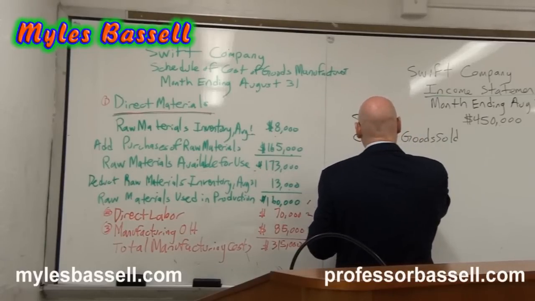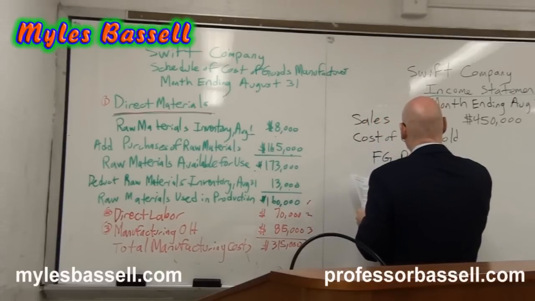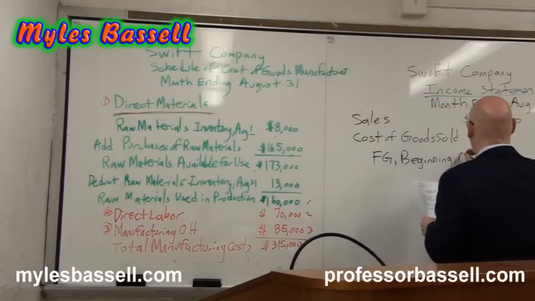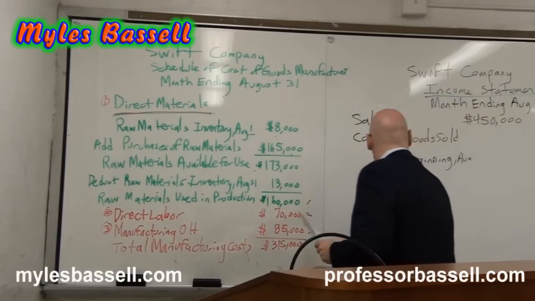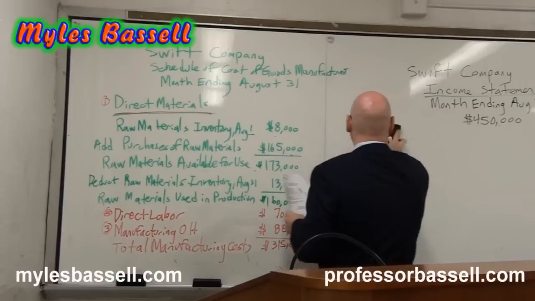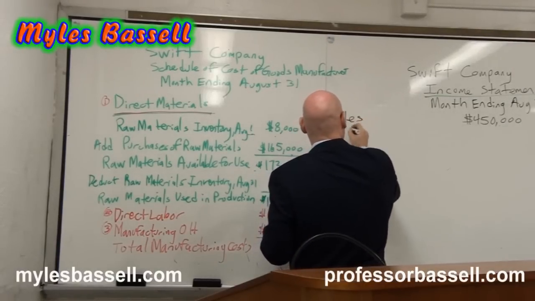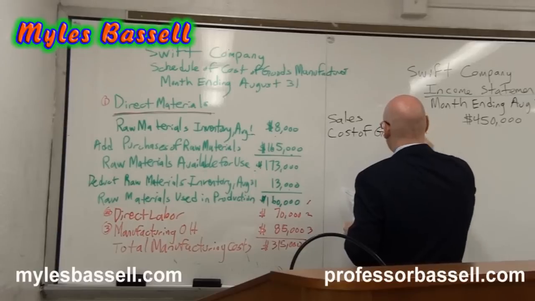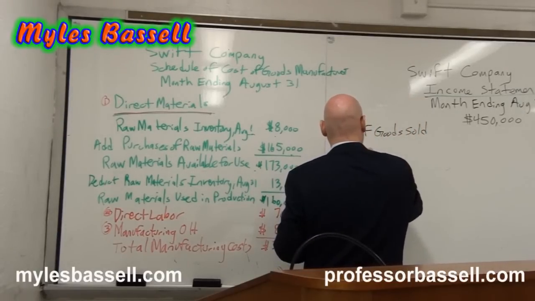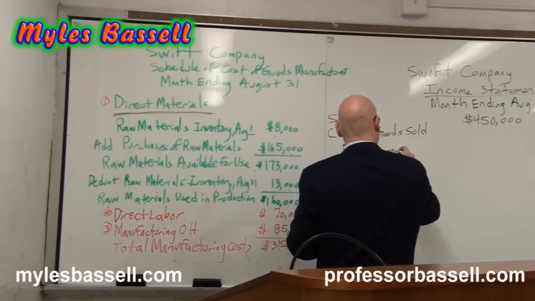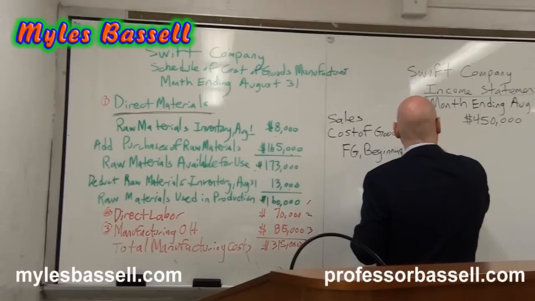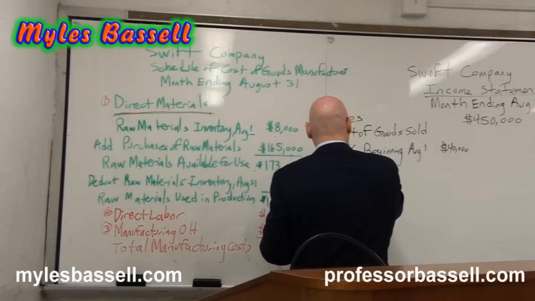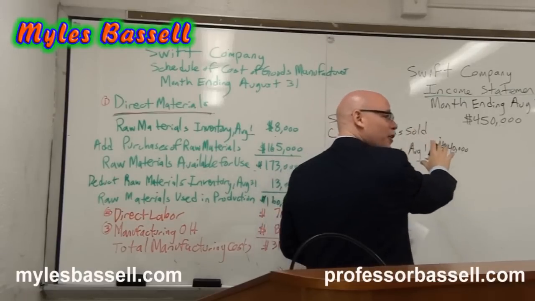We take the finished goods inventory, the beginning finished goods inventory, and how much is that as of August 1st? 40,000. So this is our beginning inventory of finished goods on August 1st. That is 40,000. Now, that's our finished good inventory.